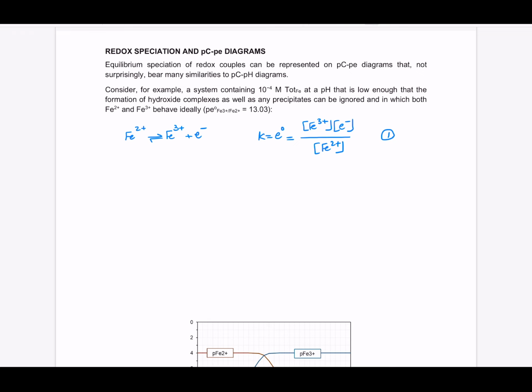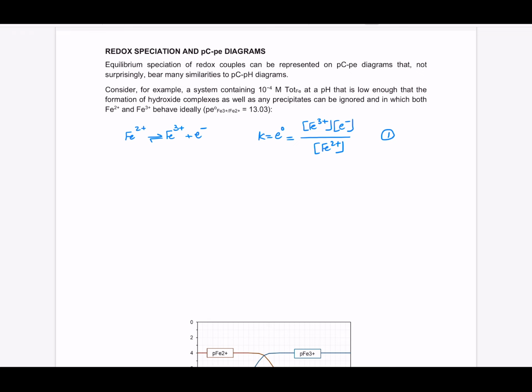So now we want to see how speciation would change as a function of the activity of the electron. That means we have one reaction, one relationship. We change this one, and we want to see how these two would change. That's the whole idea of pC-pE. Those C would be, in this case, these two species.